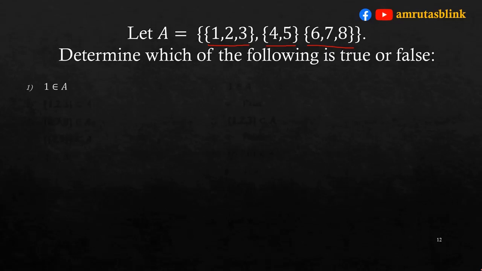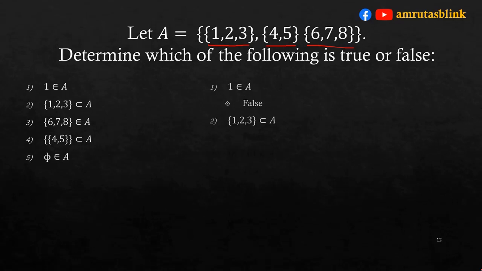So first question, 1 belongs to A. Now, is there any element as 1 which directly belongs to this A? No, there is {1, 2, 3}. {1, 2, 3} is a set of elements, or you can say it is a bunch which belongs to A. But directly 1 doesn't belong to set A, and hence this statement is a false statement. Now next is {1, 2, 3} is a subset of A. Can we say that? No, because {1, 2, 3} belongs to A, but at the same time {1, 2, 3} is not a subset of A, and hence this is also a false statement.